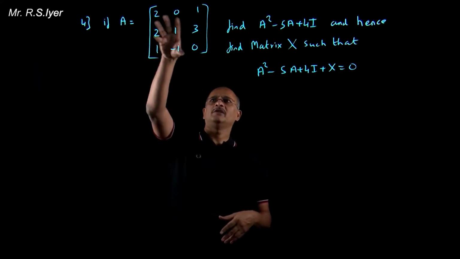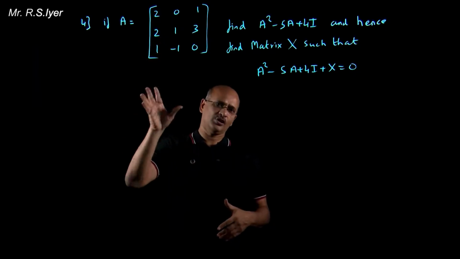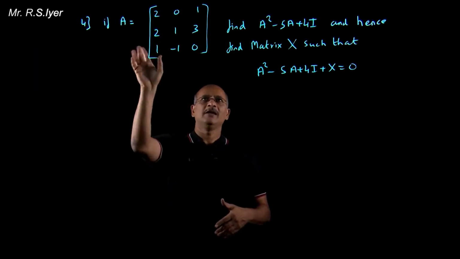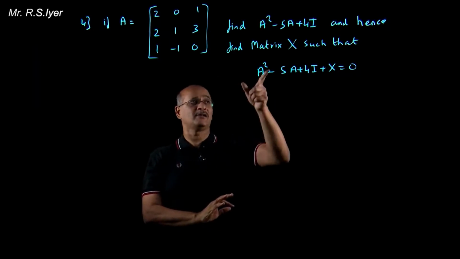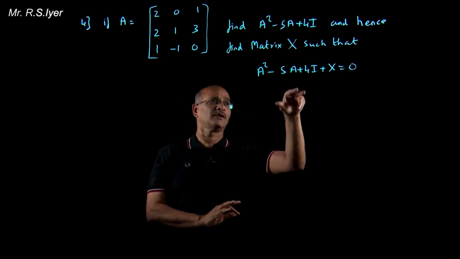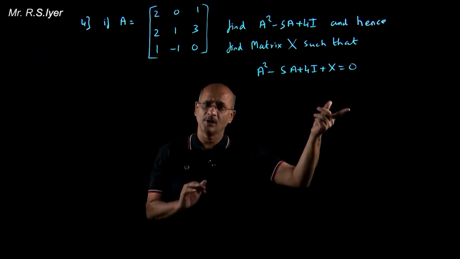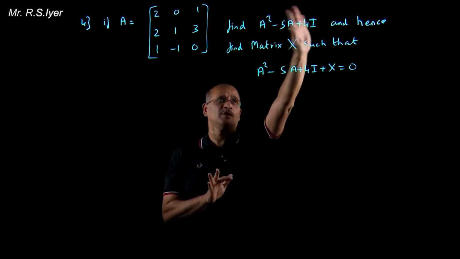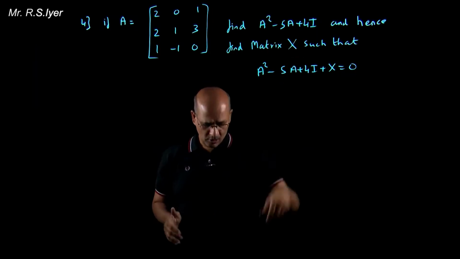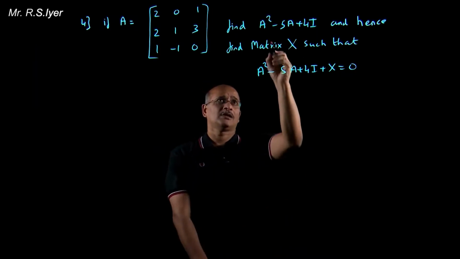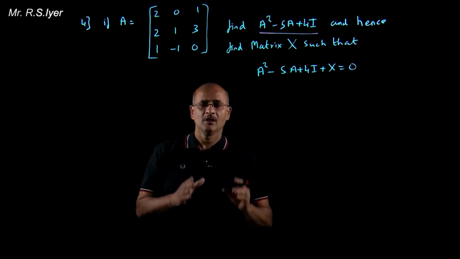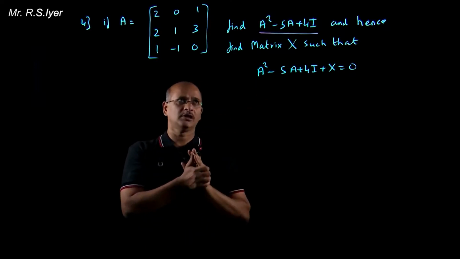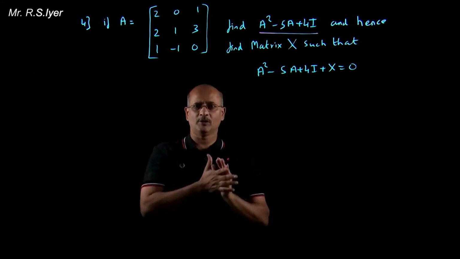So here the order is 3 by 3. Whatever the order, the procedure and the concept remain the same. They are asking to find A square minus 5A plus 4I, and hence find matrix X such that A square minus 5A plus 4I plus X equals 0. That's a different question. First let me focus on this part, because I have to get A square minus 5A plus 4I. What I suggest is find all the things separately, and then you can club them into the solution.